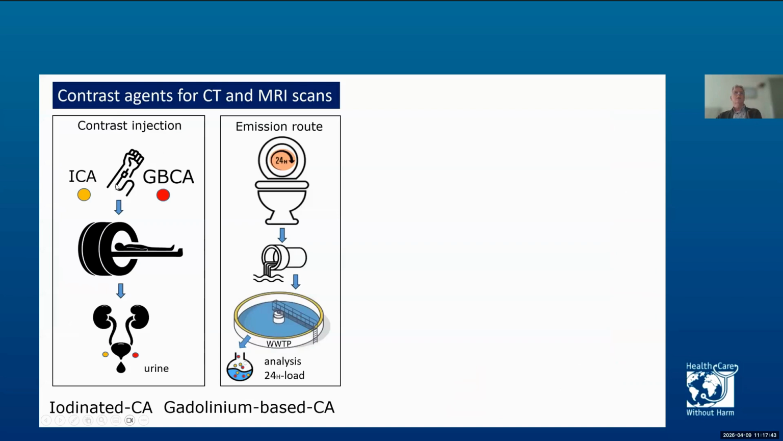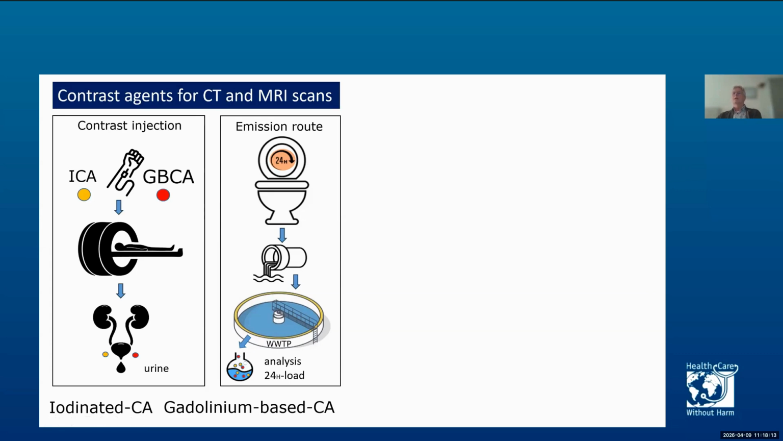When these patients get these contrast agents injected and you make a scan, they're going to release and emit these contrast agents. They're very water soluble in their urine. And usually in patients with a normal kidney function, most of the contrast agent has been released into the urine within 24 hours. And of course, then it gets into the sewage pipes and then finally in the wastewater treatment plants.